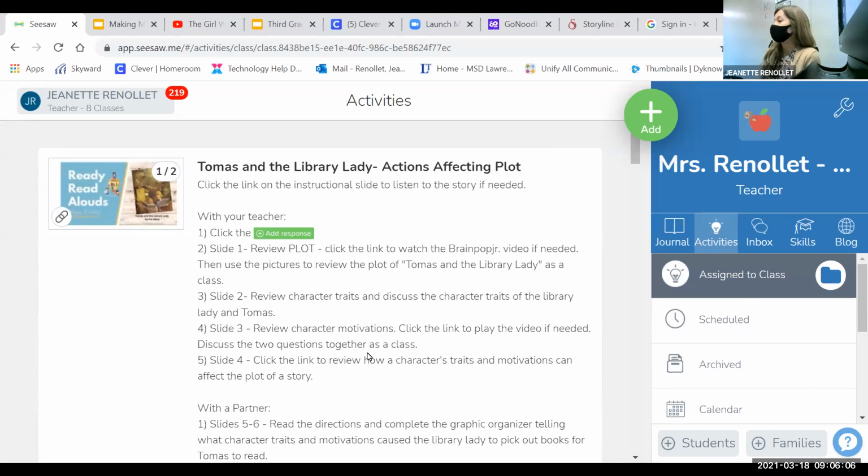In ELA today, we're going to continue with our story about Tomas and the library lady. So yesterday, we really worked in our partners about retelling the plot. Today, we're going to talk more about character traits and the characters in the story.